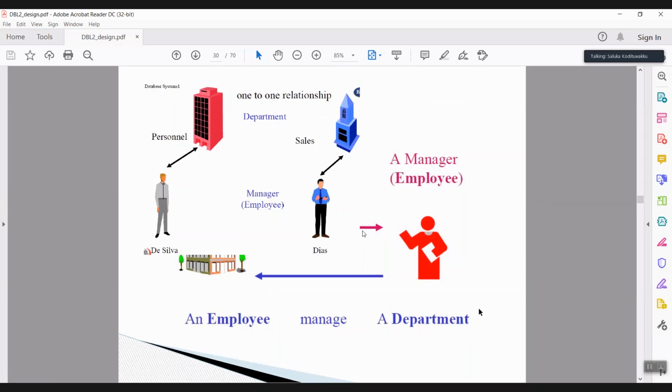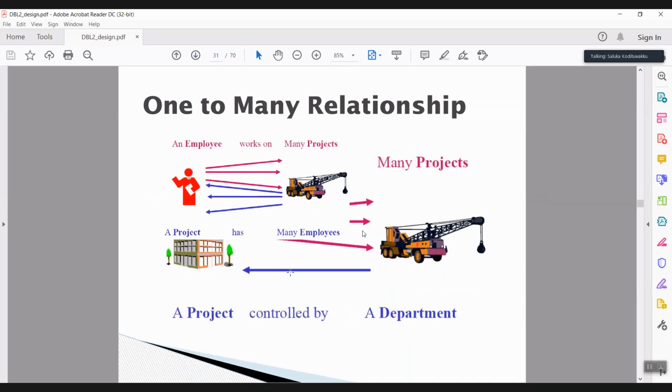It is something like, for example, there is one VC for a university, and for each university there is only one VC. There is one dean for each faculty, and for each faculty there is one dean. Those things are one-to-one relationships.